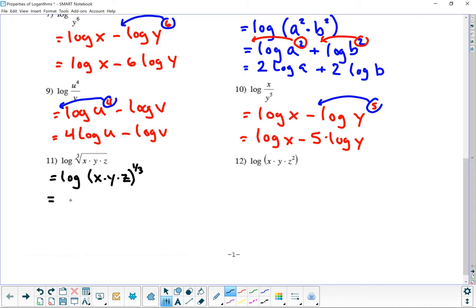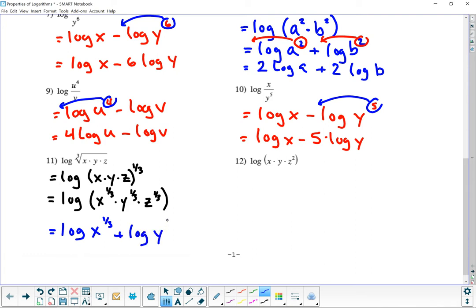We can call this log x to the 1/3 times y to the 1/3 times z to the 1/3. Okay, now this is a product rule. Product rule says we can take the log of each of these factors of the product. So log of x to the 1/3 plus log y to the 1/3 plus log z to the 1/3.